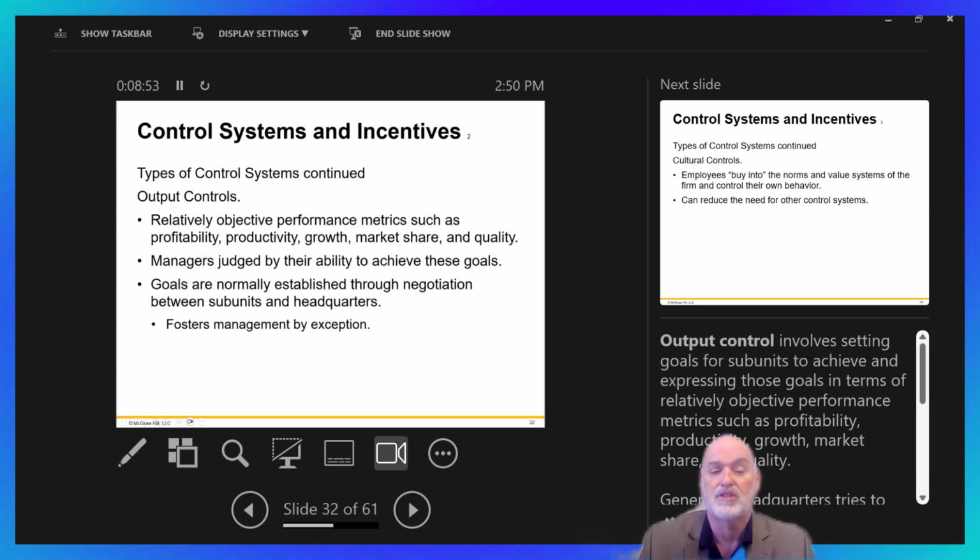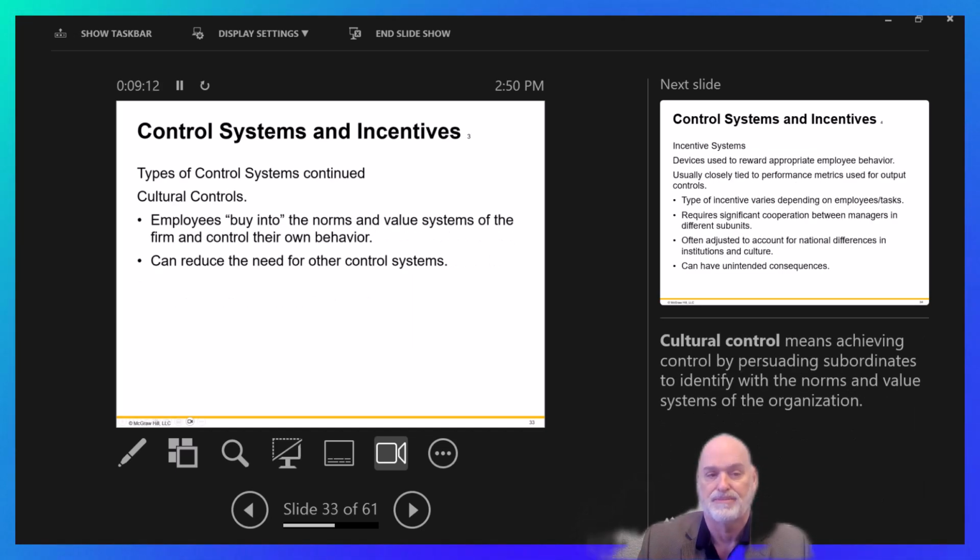Then we have output controls, relatively objective performance metrics, such as profitability, productivity, growth, market share, and quality. Managers are judged by their ability to achieve these particular goals. And goals are normally established through negotiation between subunits and headquarters. It fosters management by exception.